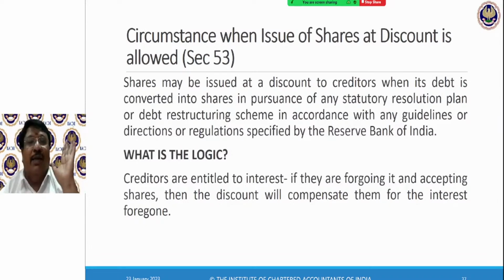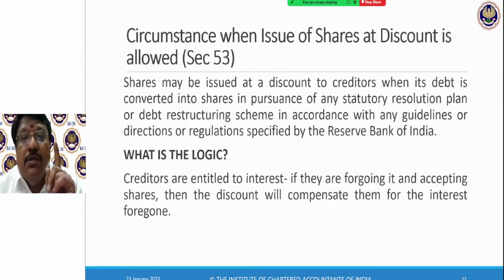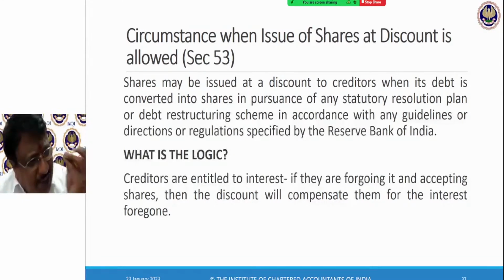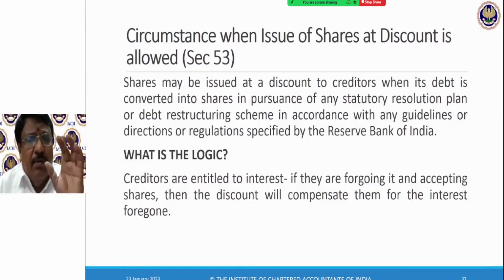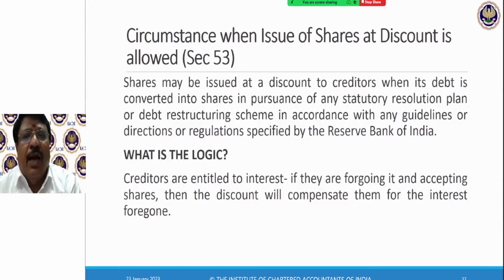Now, in the exam, don't write like that. In the exam, please try to write exactly what I have given in this slide here. When shares are issued as conversion of debt into shares in pursuance of any statutory resolution plan or debt restructuring plan in accordance with guidelines. If you don't want to remember all this, make it sweet and simple. Where debt is converted into shares in pursuance of a debt restructuring scheme under the guidelines issued by Reserve Bank of India. At least that much if you write, you will get more marks.